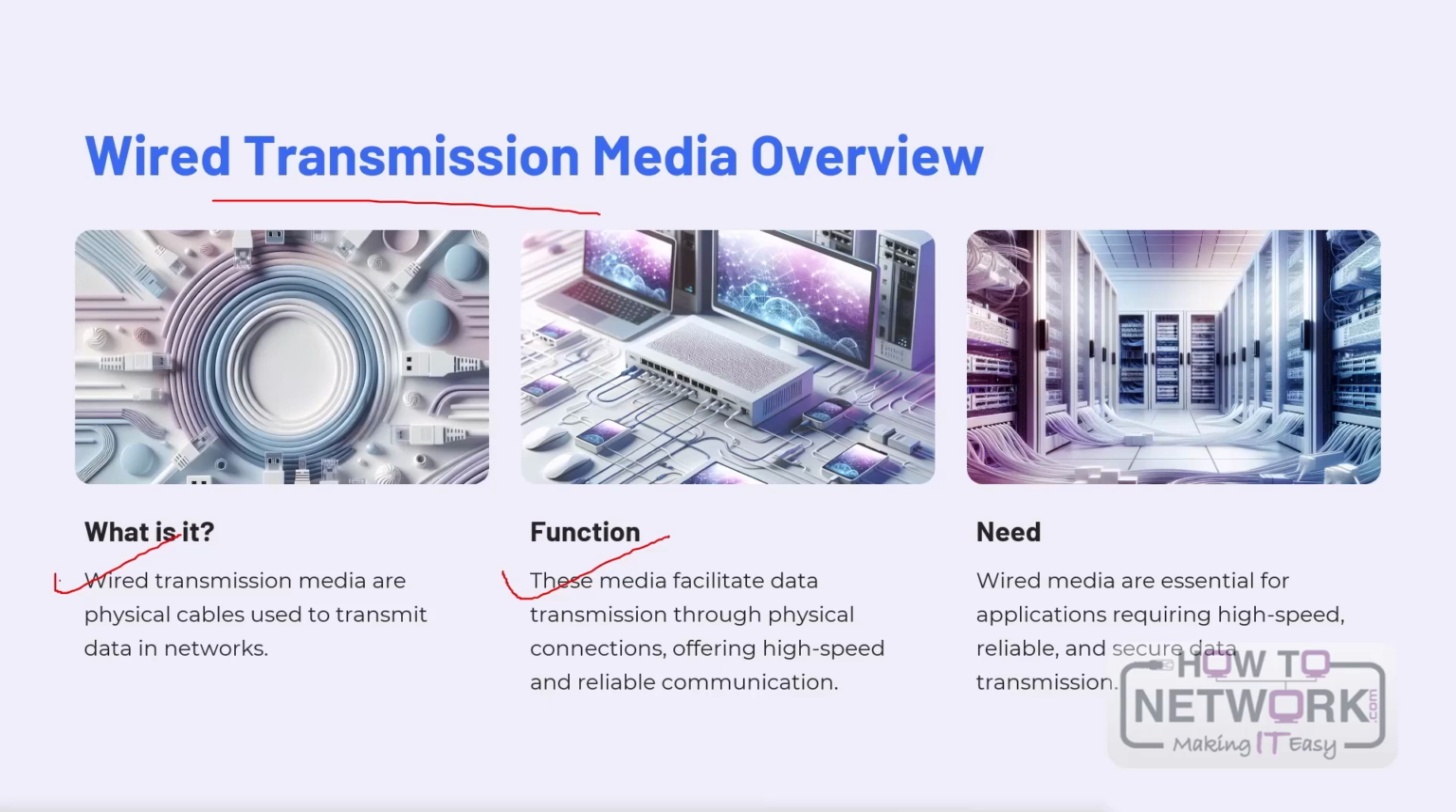So here are the different types of wired transmission media. We have coaxial cable, we also have twisted pair cables, and we have fiber optic cables. We're going to talk about those in detail on the next few slides.